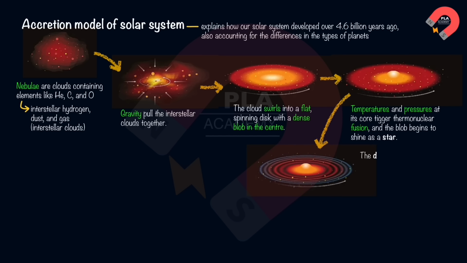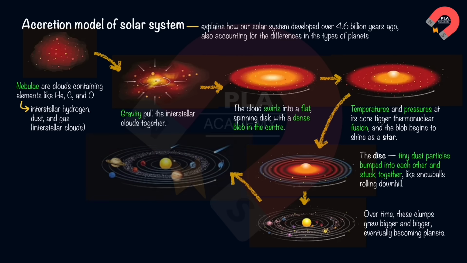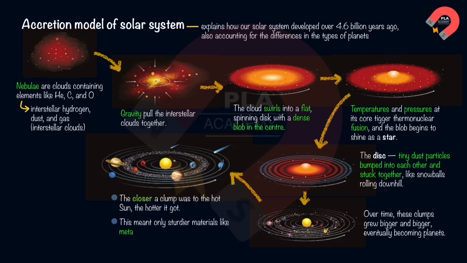In this disk, tiny dust particles bumped into each other and stuck together, like snowballs rolling downhill. Over time, these clumps grew bigger and bigger, eventually becoming planets. The closer a clump was to the hot Sun, the hotter it got. This meant only sturdier materials like metals could stay solid, forming small, rocky planets like Mercury, Venus, Earth and Mars.